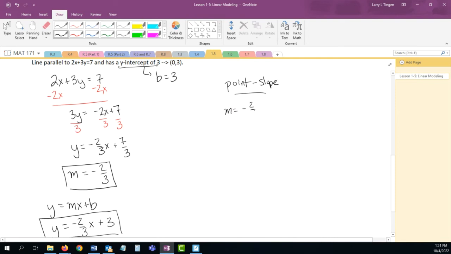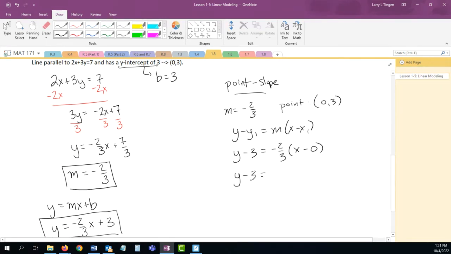So I know that the slope is negative 2/3, and I know the point that I'm using is 0, 3. So plug everything in. y minus y sub 1 equals m times x minus x sub 1. y minus 3 is equal to negative 2/3 times x minus 0. y minus 3 is equal to negative 2/3 times x is negative 2/3 x. Negative 2/3 times 0 is 0.